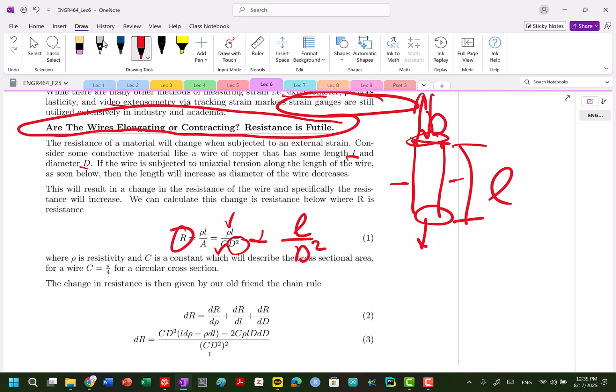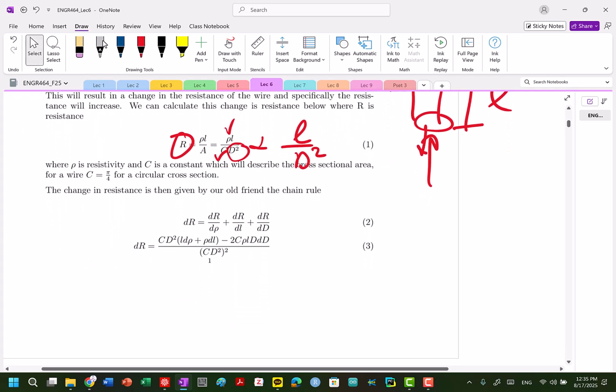And why does the resistance increase? Because you're giving the electrons less room to travel. Conversely, if I compress my material, the length decreases, so this gets lower. My diameter actually increases because of Poisson's ratio, and now we can see why electrons have more space to move through.